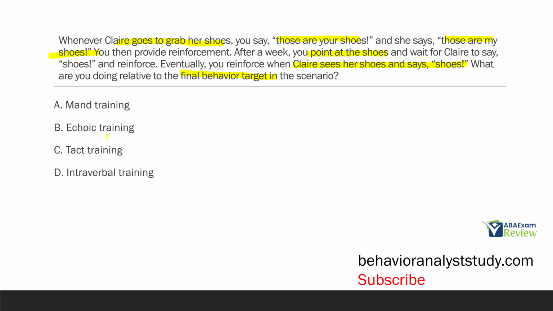We let the nonverbal stimulus become the SD. It's clearly not intraverbal training. Intraverbal training is an exchange where a verbal stimulus evokes another verbal response. It's not what we're trying to accomplish here. We want those shoes to become the SD and evoke Claire's behavior. We're trying to teach Claire to tact. What are we doing? We're doing C, tact training.